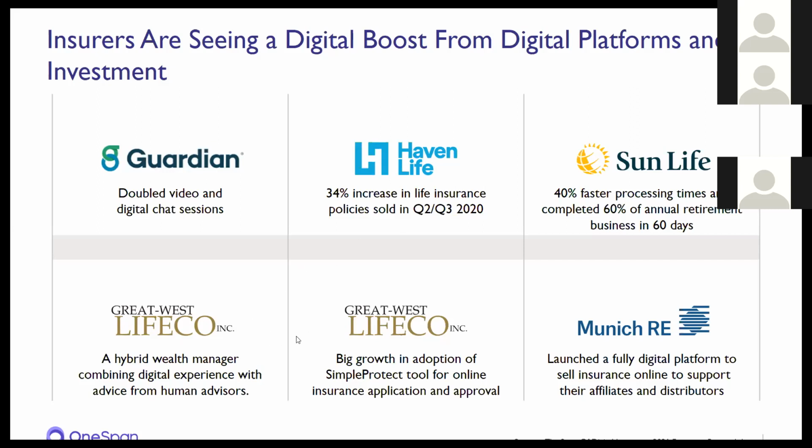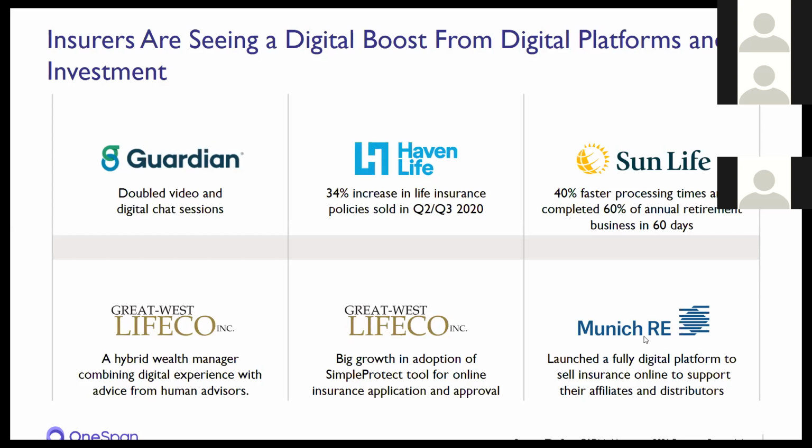Now, the two Great-West examples. What I like about the one here on the left-hand side is the introduction of a hybrid wealth manager, going past the robo-advisors, which just use technology, to incorporating the ability to access a human for advice. This is a really nice use case, one we'll touch on a little later in the webcast. The other one is like Haven Life: Great-West also saw adoption for new business with their Simple Protect tool, which allowed them to accept online applications.